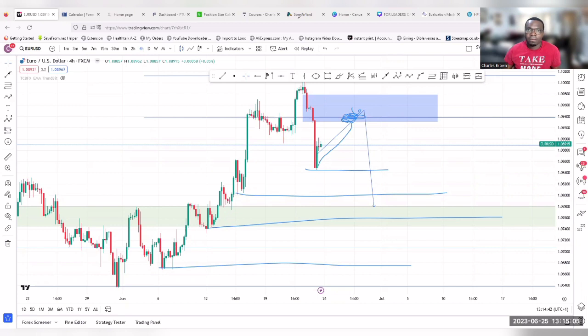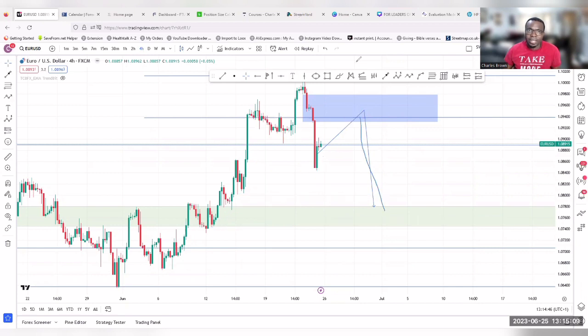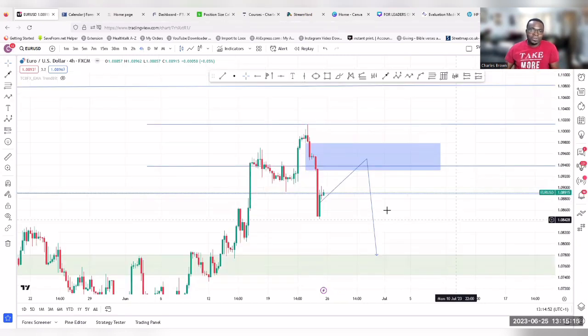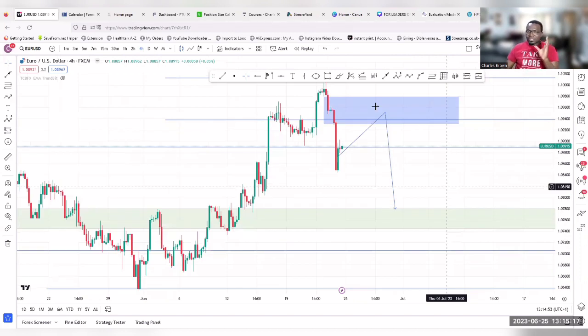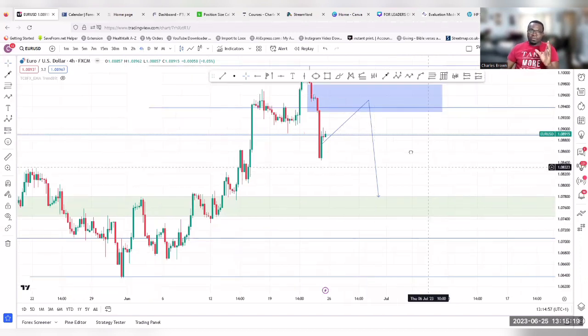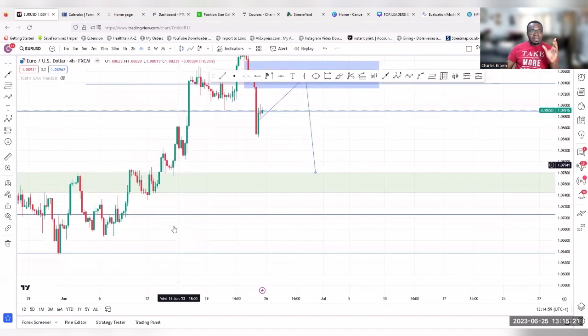Okay, you want to buy when price comes down here. Okay, that's where you want to buy from. All right, so watch out. This is what I'm looking at on Euro USD. I'm expecting price to retrace back up and drop for more sales. And then when price gets here, wait for price action reaction to it.